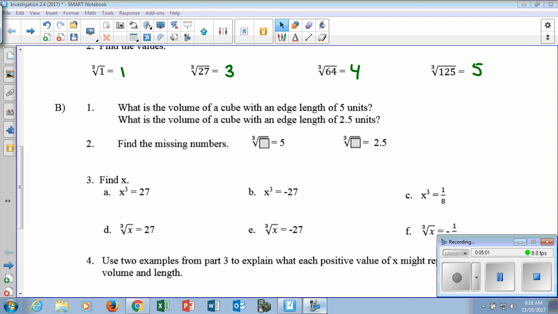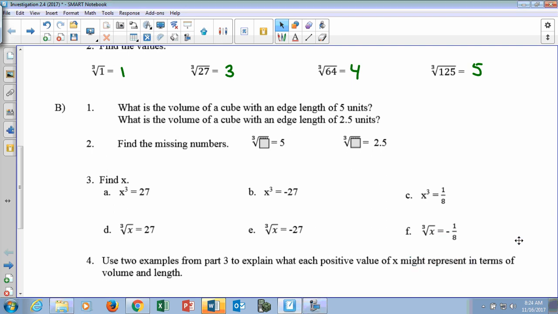Okay, we're going to pause. What did you come up with? So if the edge length of a cube is 5 units all the way around, what's the volume, Claudia? 125 what? Units what? Cubic units.